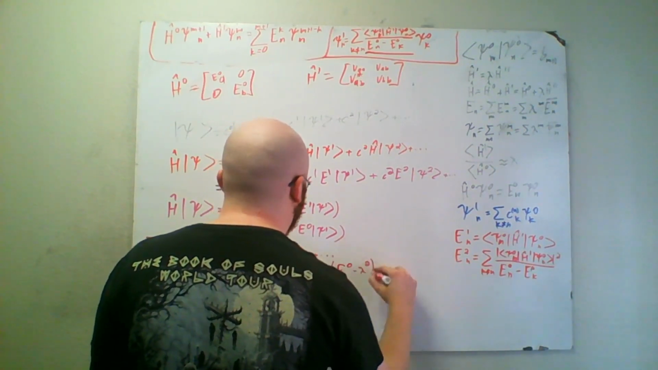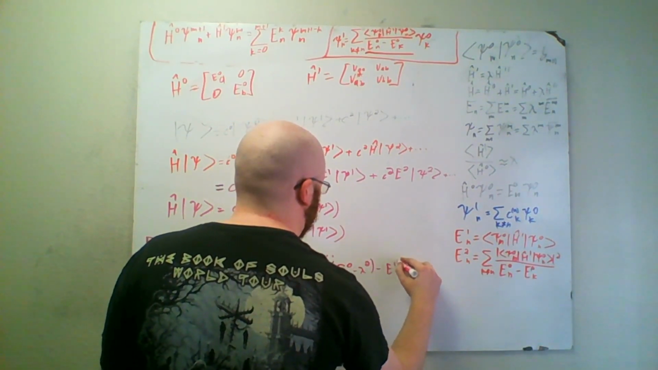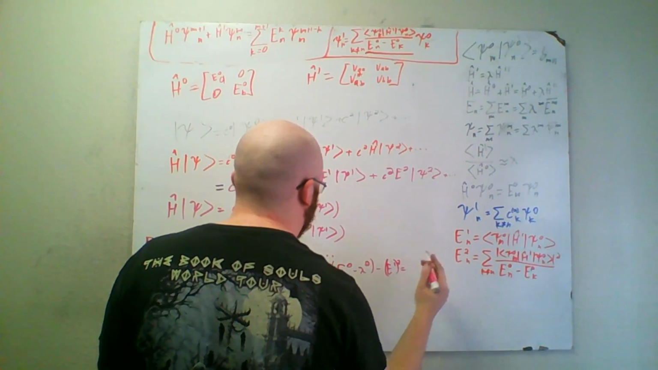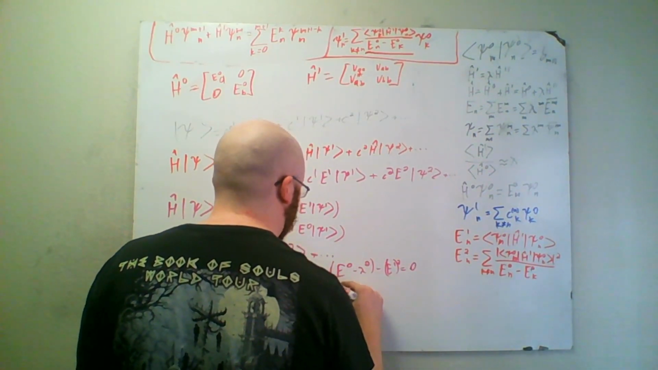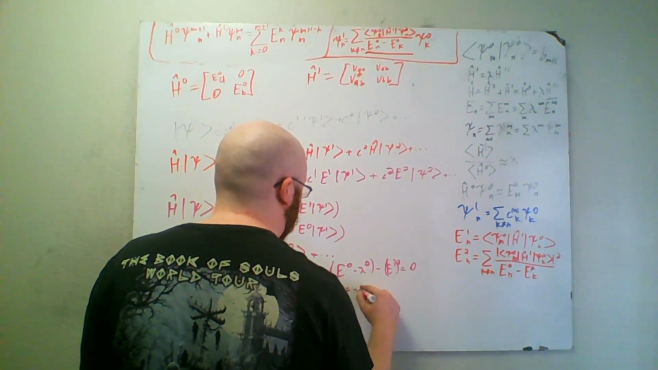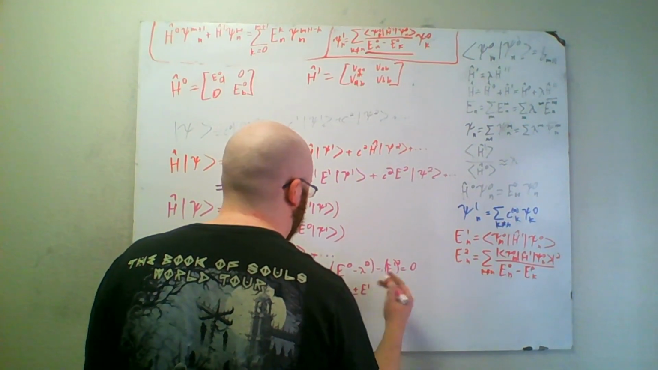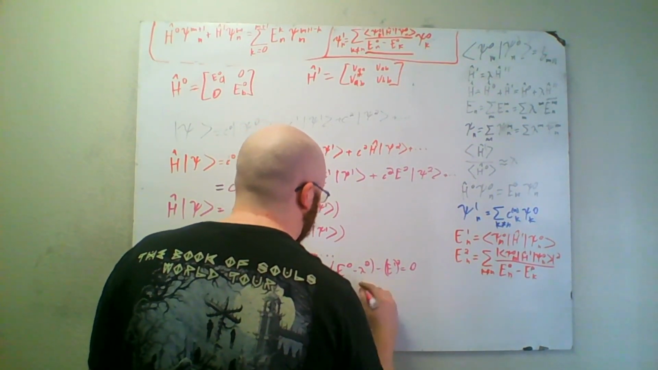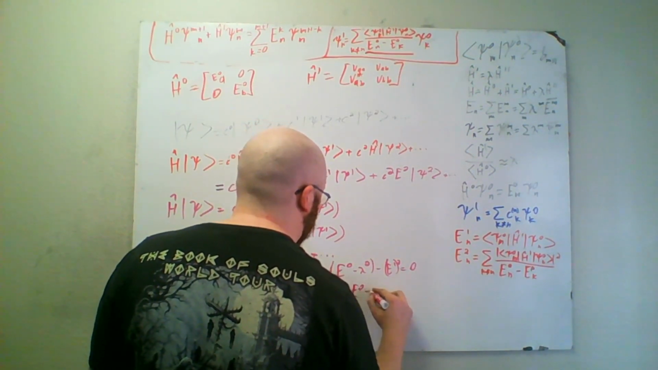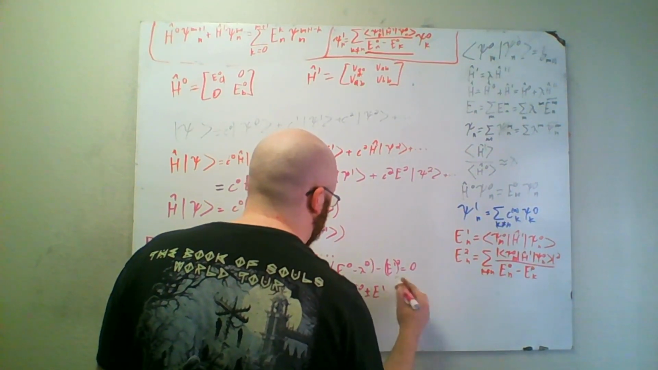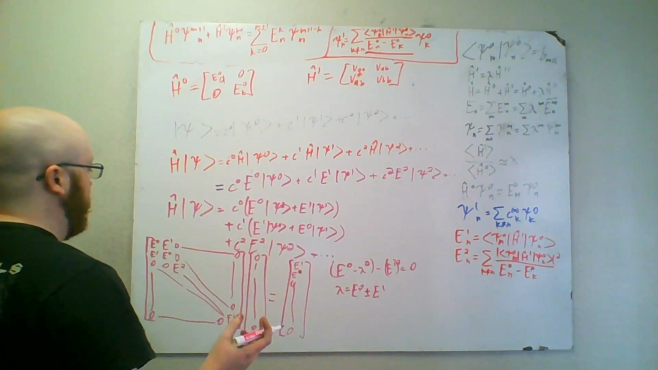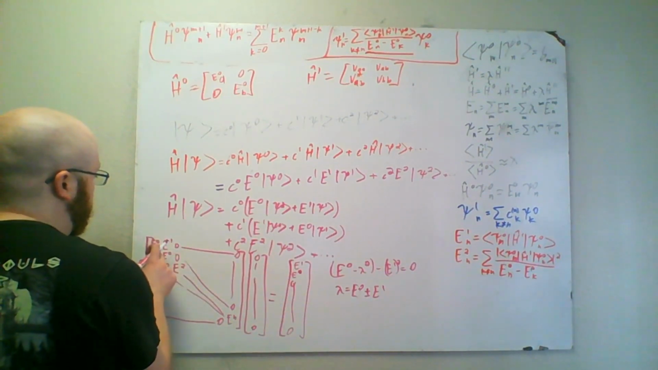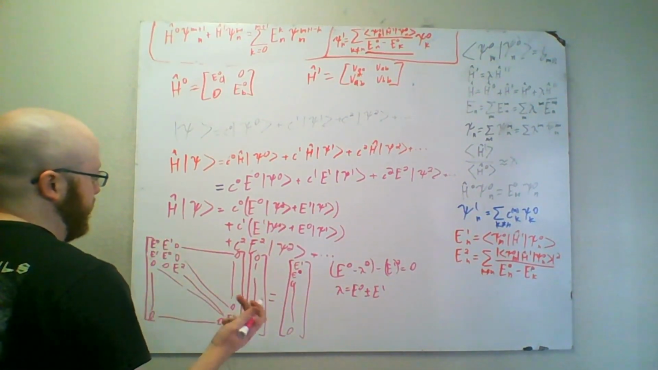The squared minus E1 squared has to equal 0, so it's pretty clear that lambda equals plus or minus E1. Lambda equals E0 plus or minus E1. Right, so now if I do that and then I plug that back in, this becomes negative E1, negative E1.